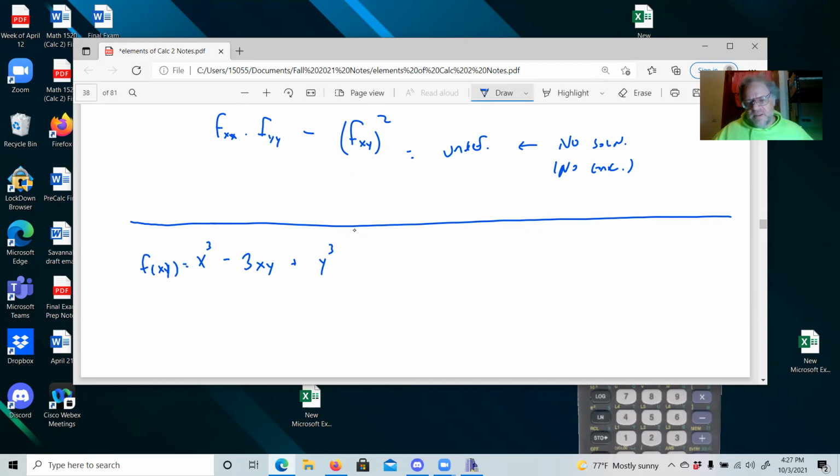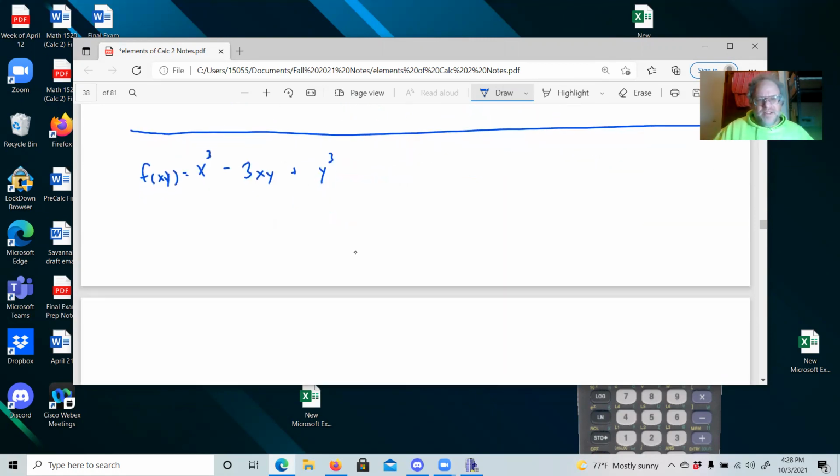So what are we going to do here? We are going to find the partial of x as 3x squared minus 3y. Partial of y, that's going to be negative 3x plus 3y squared. Don't know if we can do this one. I don't think we can. Well, that teaches me to come up with a problem.